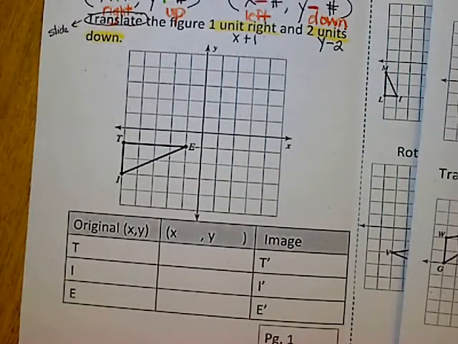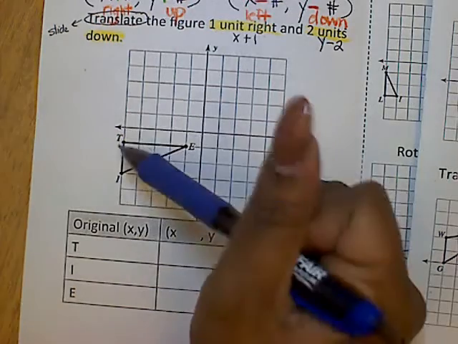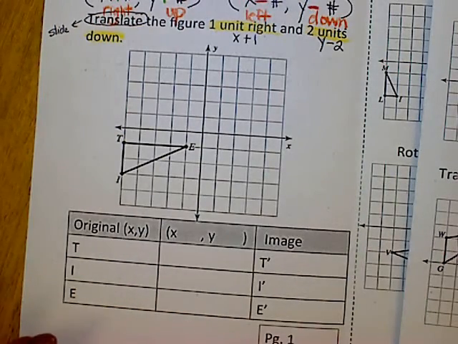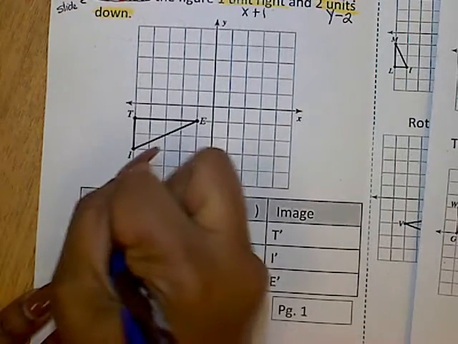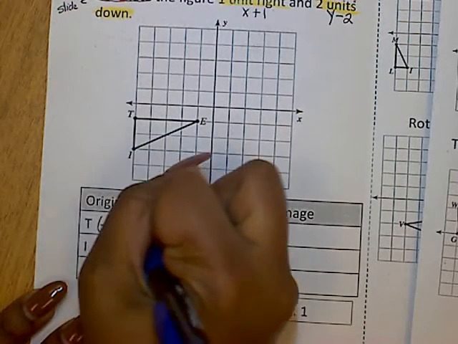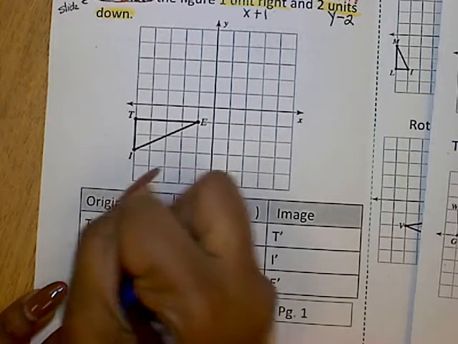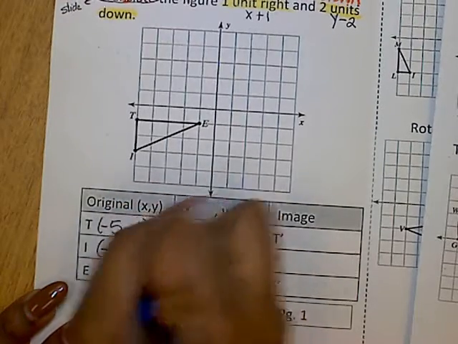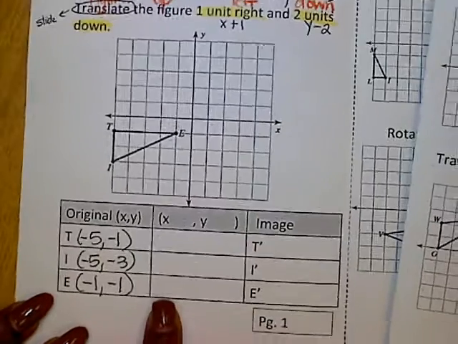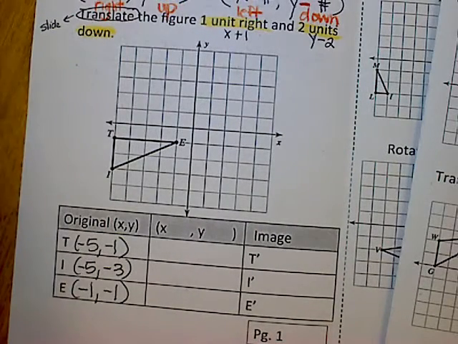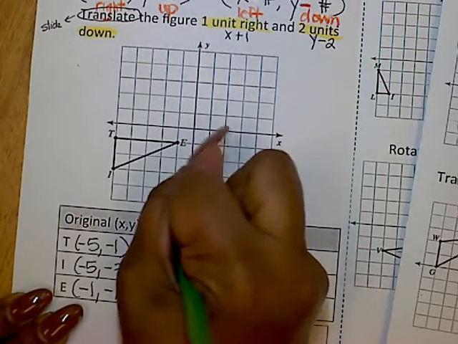So the first thing we need to do is just write our original points. So they just give us all these originals here. We're just going to go ahead and write them down. So T, negative 5, negative 1, negative 5, negative 3, negative 1, negative 1. And so now this is where we show our work. So remember, we are plus 1 for our x because it says to the right.